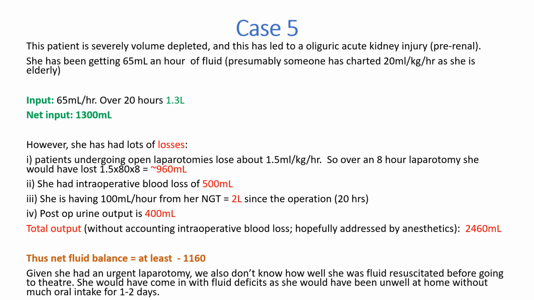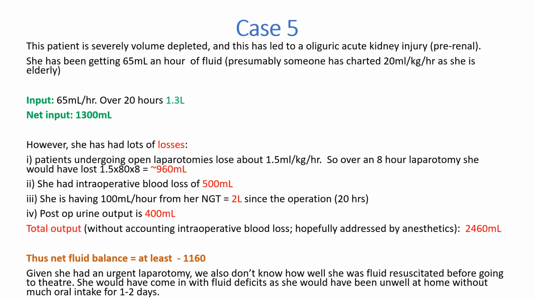Recall that the operation report noted she had an intraoperative blood loss of 500 mL. She's having 100 mL an hour from her NG tube, and that's 2 litres since the operation. And her post-operative urine output's 400 mL. So, assuming that the anaesthetist has dealt with the intraoperative blood loss as well as the insensible losses during an open laparotomy, you've still got a total output of 2.46 litres.